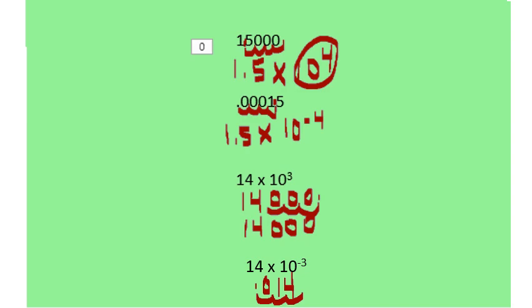So you can see if it is a negative power, it's going to be a decimal number. And if it's a decimal number, if you're changing it into scientific notation, it's going to be to a negative power. If it is a positive exponent, then you're going to be dealing with whole numbers such as 15,000 or 14,000.